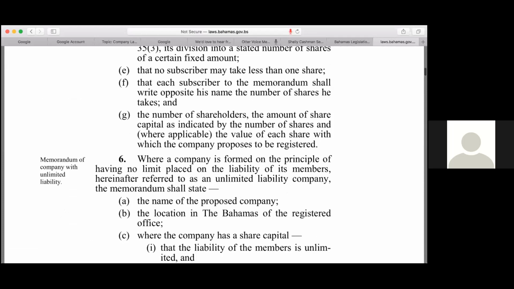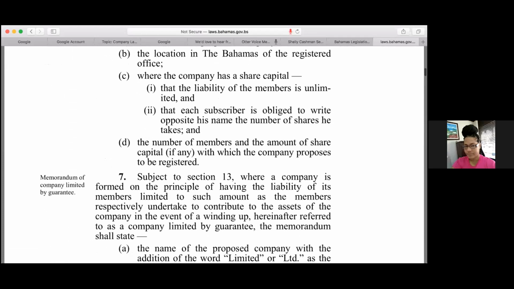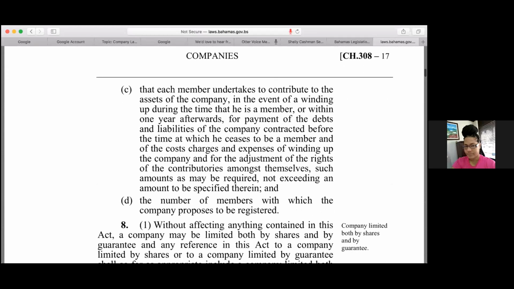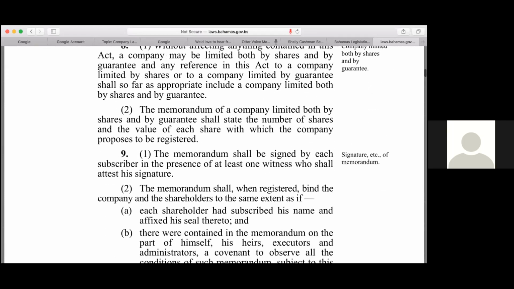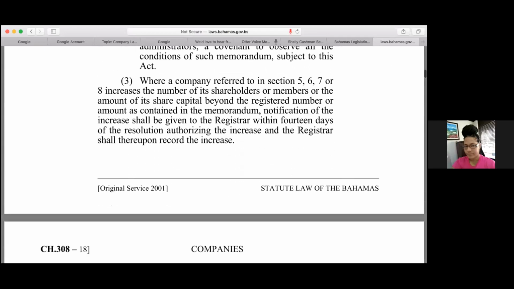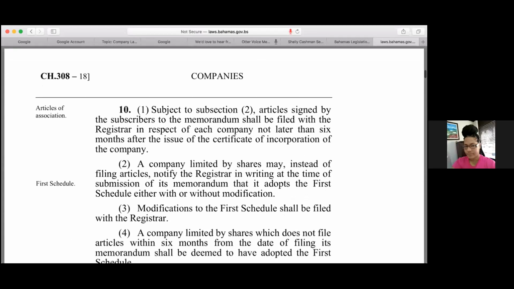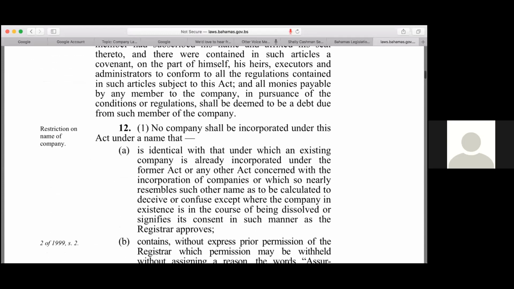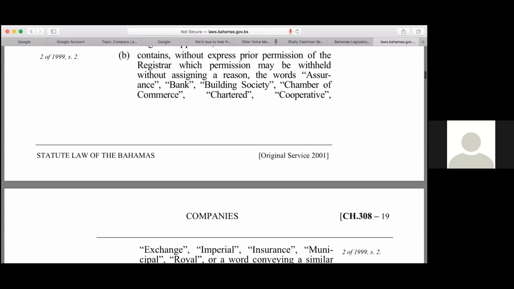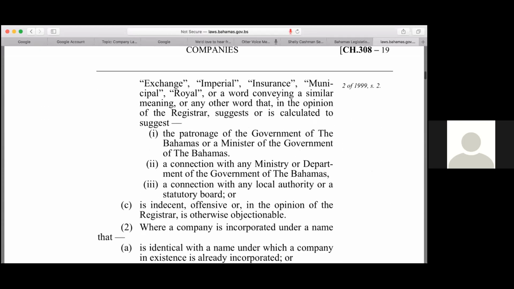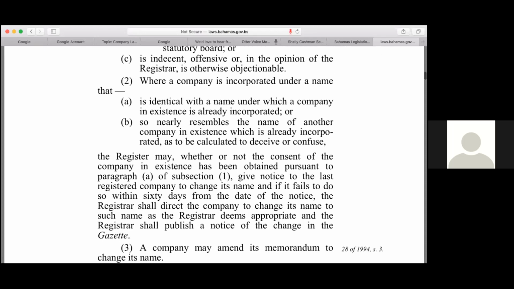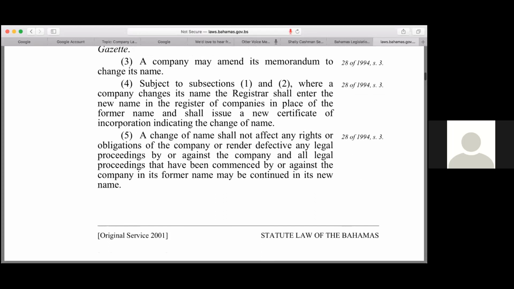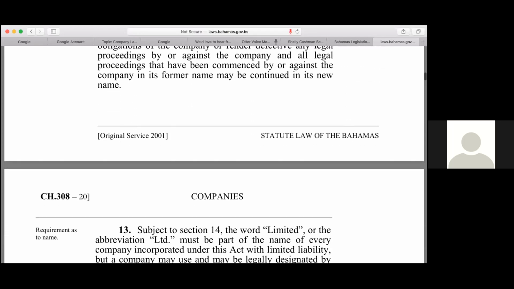So what does section 14 say? Sorry, can you go back to where you said if the company changes its name, does it impact its rights or obligations? Subsection 5 says no. And then your name can be limited spelled out or it can be LTD. That's section 13. What does section 14 say?